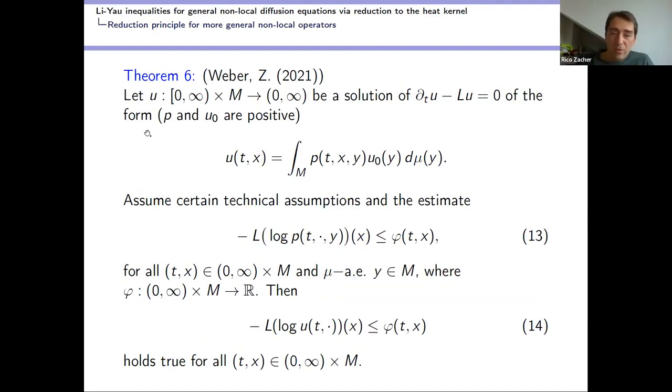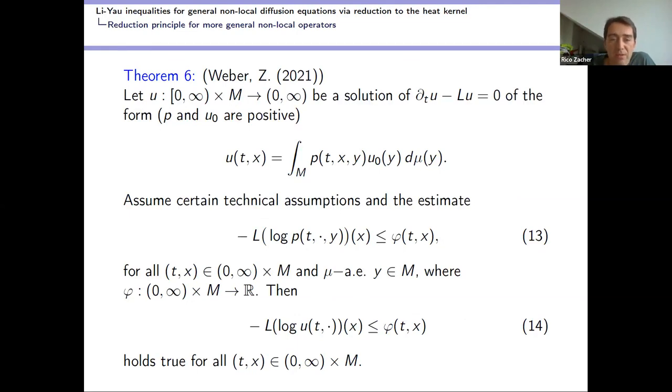Now we have to assume that our solution u is given in terms of the heat kernel. For the fractional heat equation, this was ensured by the Widder theorem. Here, in general, we don't know, so we have to assume it. So we have a positive solution of this non-local diffusion equation, and assuming also some technical assumptions and this estimate for the heat kernel, which is the Li-Yau inequality for the heat kernel, we get the corresponding Li-Yau inequality for u.